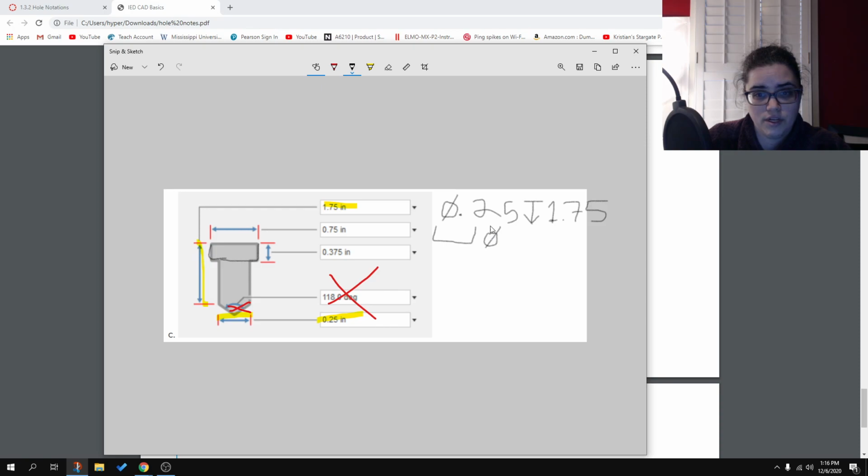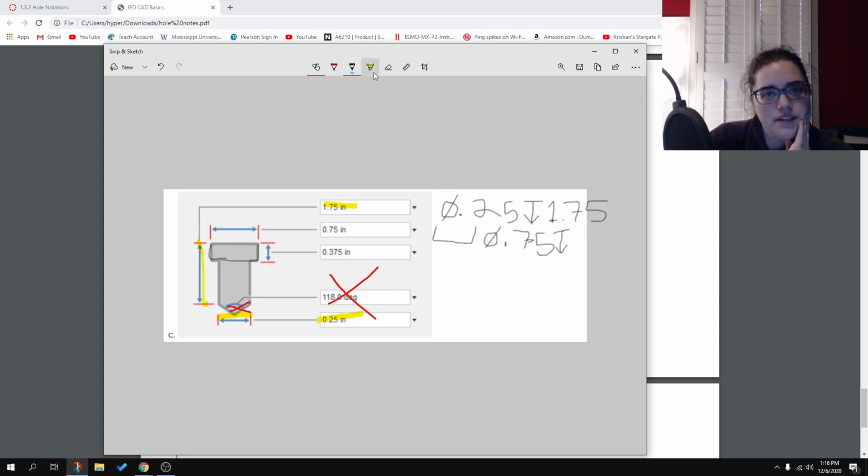The diameter of the counterbore should be more than the diameter of the hole, so 0.75. Oh, I forgot I didn't put the 0 in front. I'm trying to be consistent. 75. I look like I'm a second grader trying to write. My second grader wrote better than this.